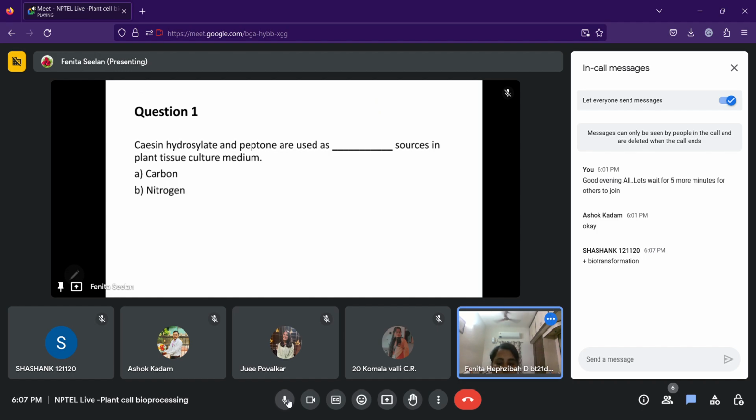So the first question is, casein hydrolysate and peptone are used as dash sources in plant tissue culture medium. The answer is carbon or nitrogen. What would be the answer? Yes, the answer is B, which is nitrogen.